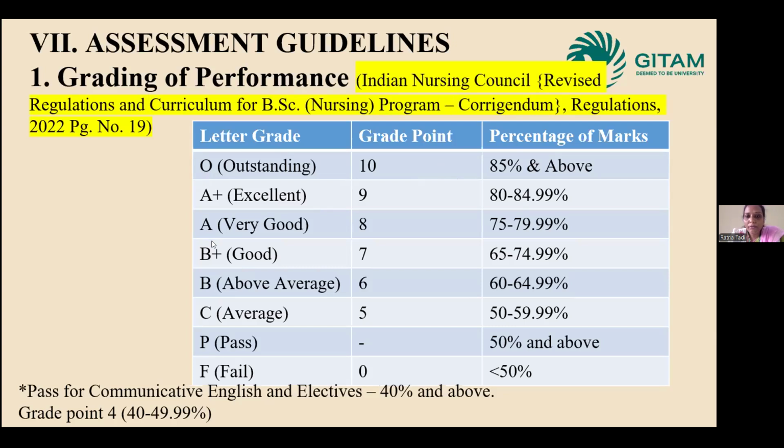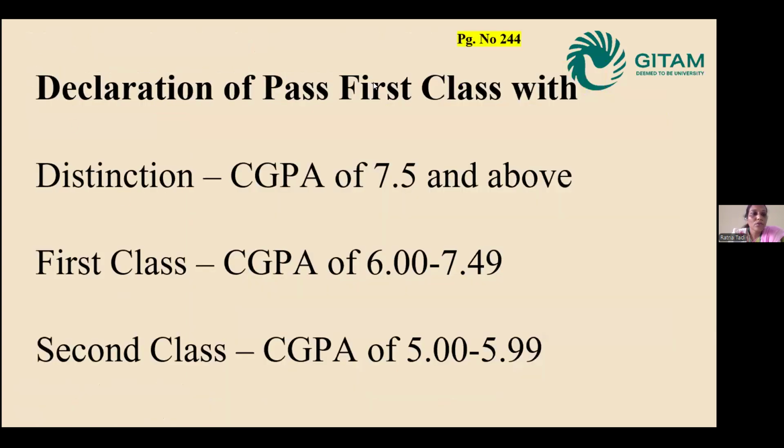So this is the only grade point we need to follow to calculate the CGPA and SGPA. We are not elaborating that much. For English and electives, 40% is the passing mark. Then comes the declaration of pass marks.